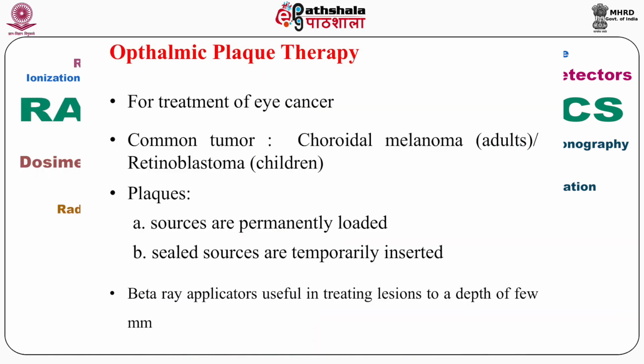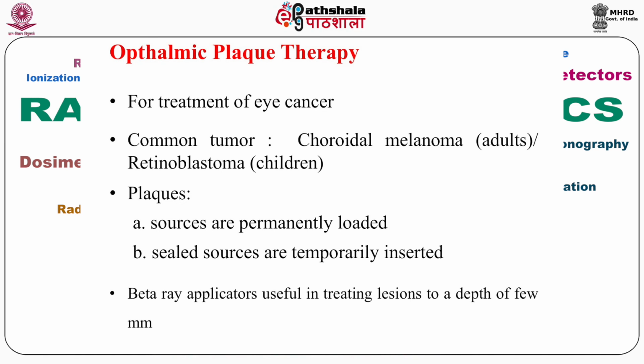Also, ophthalmic plaque therapy is used in brachytherapy for eye cancer treatment. Common tumors are choroidal melanoma, which mostly occurs in adults, and retinoblastoma, which mostly occurs in children. Plaques are generally of two types. In one, sources are permanently loaded, and in the second, sealed sources are temporarily inserted. Beta ray applicators are useful in treating lesions to a depth of few mm.